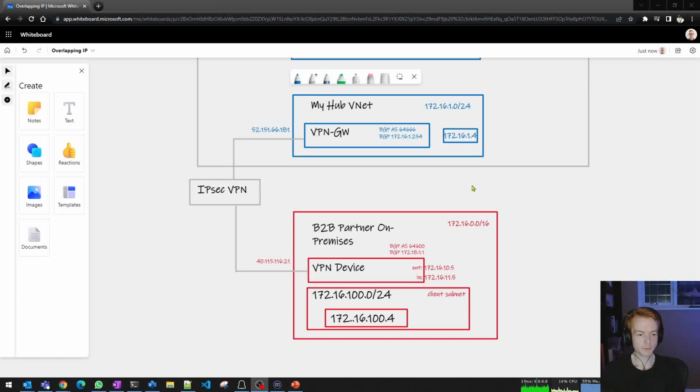Azure on the top with a hub VNet and a native VPN gateway. Inside of the same VNet, I've got a virtual machine with this IP address here. Site-to-site IPsec VPN over the internet to an on-premises location here in red, with an on-premises firewall terminating the IPsec connection. An on-premises subnet here with a virtual machine with this address 172.16.100.4.